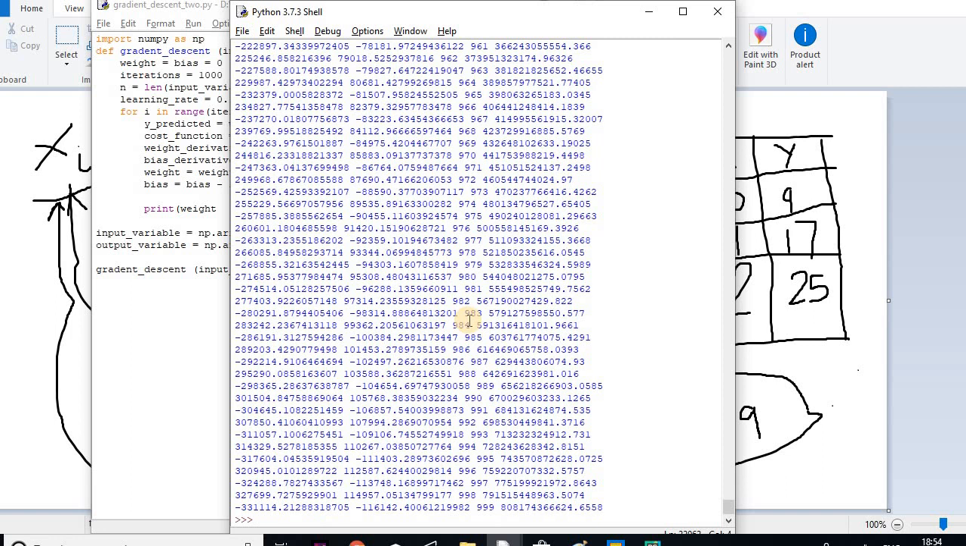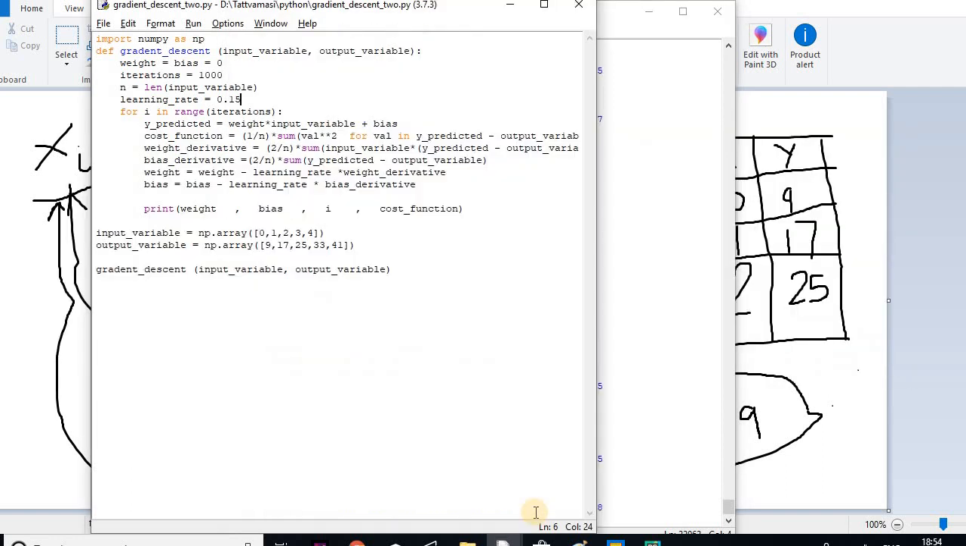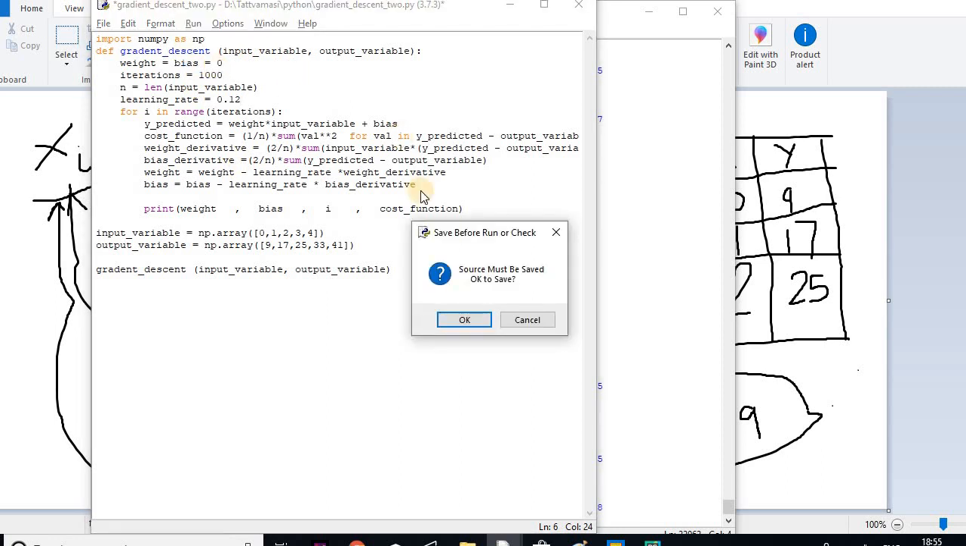So here we could see again it is 791. Here it is 8081. So the cost function for this is again increasing. So we will try with 0.12. Let me see how it works for this value.